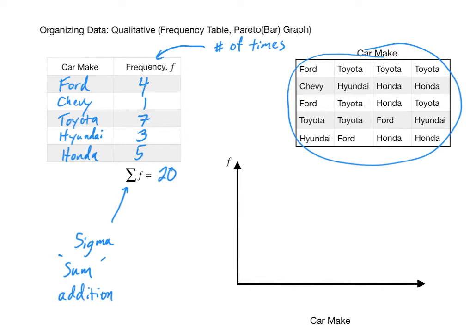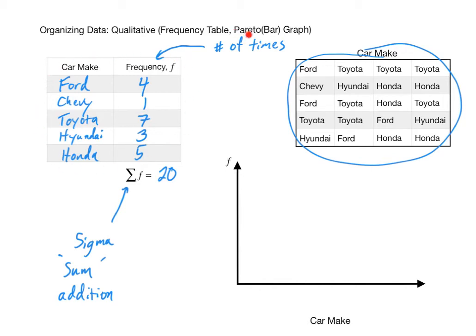There are other reasons for computing sigma f that you'll see in the future. But already, instead of just having a list of a bunch of names, this is a summary of this data. And again, imagine if this was 20,000 cars. Having this summary would be much, much more helpful than seeing a list of 20,000 car names. Right? So we've created a frequency table for qualitative data.